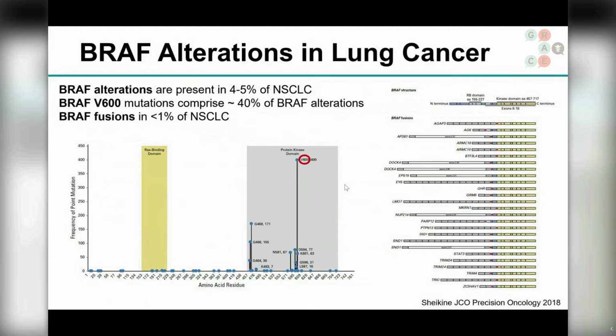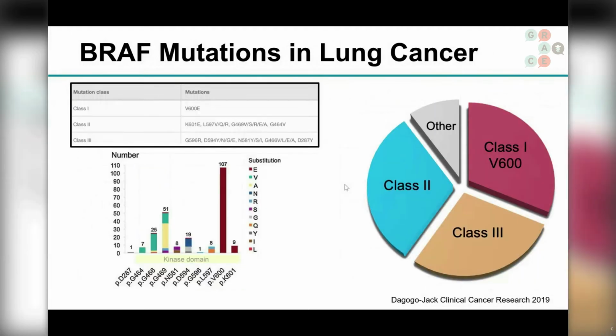Next slide. And as mentioned, traditionally, we've really focused on V600 BRAF mutations, and that's because these were initially described in melanoma, where they're seen in about 40 to 50% of cutaneous melanomas, and we've borrowed a lot of our therapies from melanoma. In melanoma, it is rare to see non-V600 mutations, but in non-small cell lung cancer, we tend to think that almost half or even more than half of mutations are non-V600 BRAF mutations.